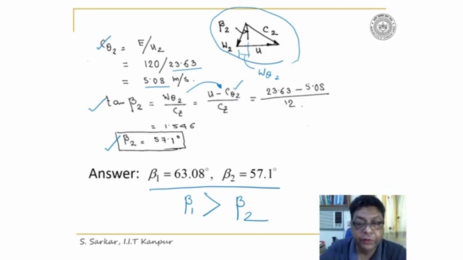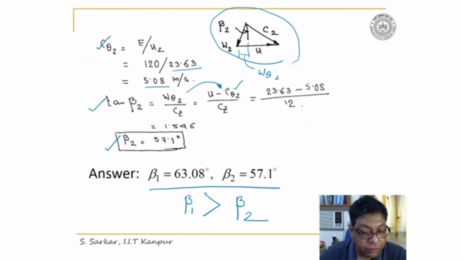Now from the exit velocity triangle, as I have indicated here, this component of W2 is W theta 2. So tan beta 2 would be equal to W theta 2 divided by Cz. Now W theta 2 can be written as U minus C theta 2. So C theta 2 I have calculated just a minute before. So this is (23.63 minus 5.08) divided by 12.